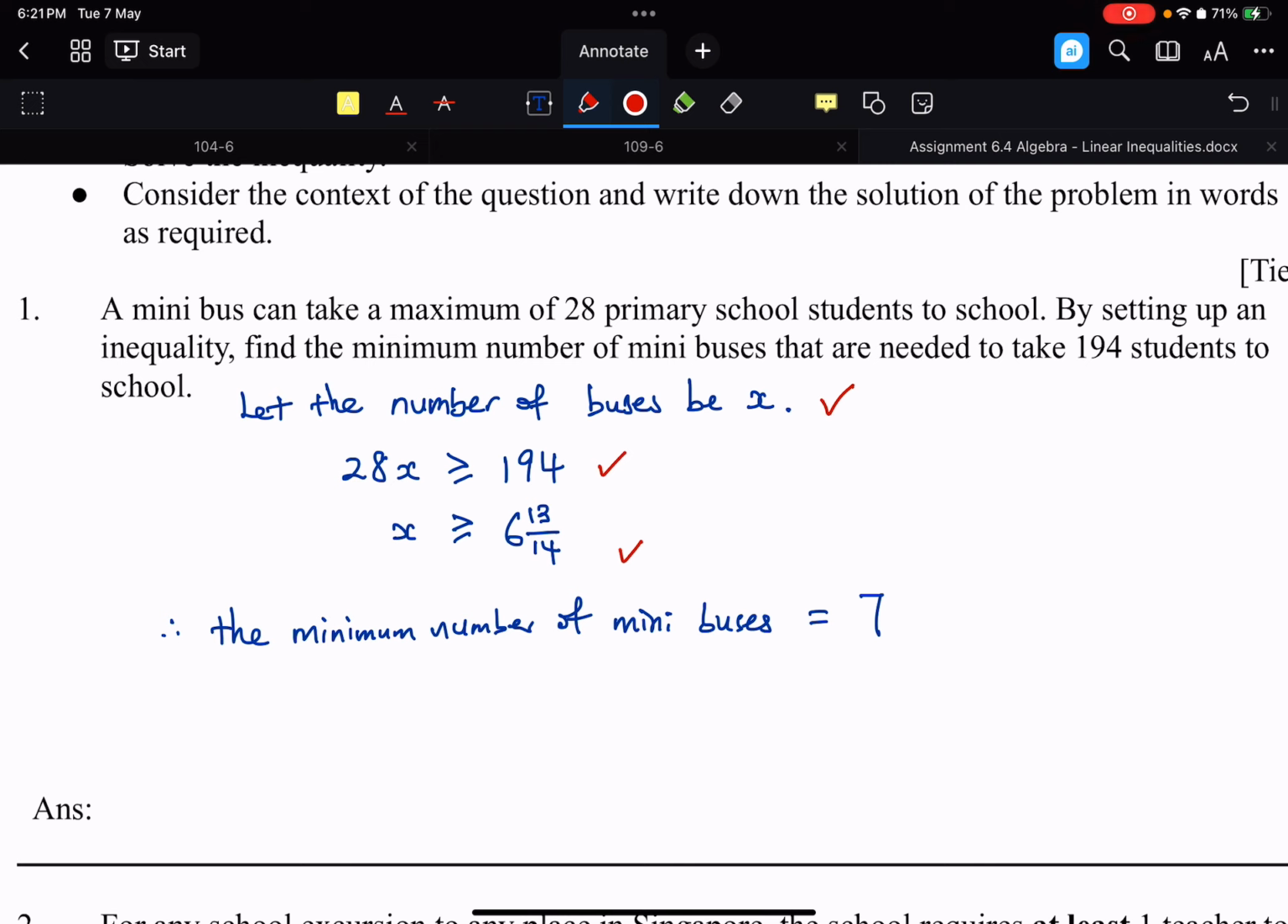So you do that, and after that, of course, we cannot have 13 over 14 buses. Buses are integers, right? So the next integer after 6 and 13 over 14 is actually 7. So that's the number of buses that we require at least, right? We can have more, of course.